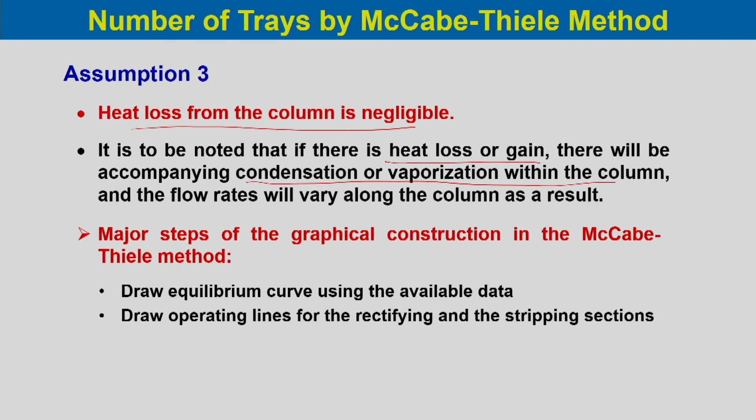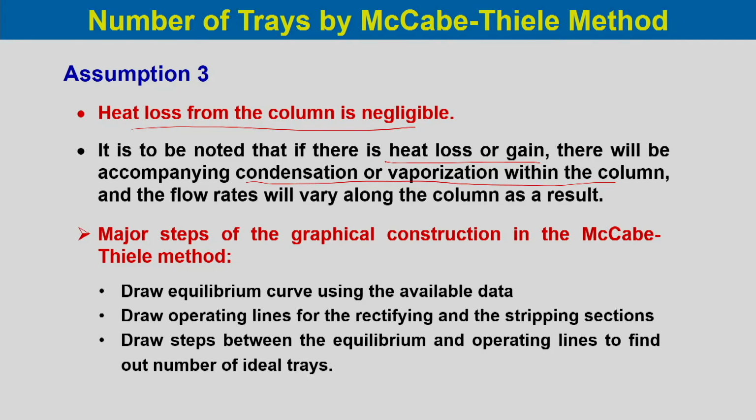Either equilibrium data or some correlations would be available to draw the equilibrium curve. The second thing is to draw the operating lines for both the sections, one is the rectifying section, another is the stripping section. Then draw steps between the equilibrium curve and the operating lines to find out the number of ideal trays.